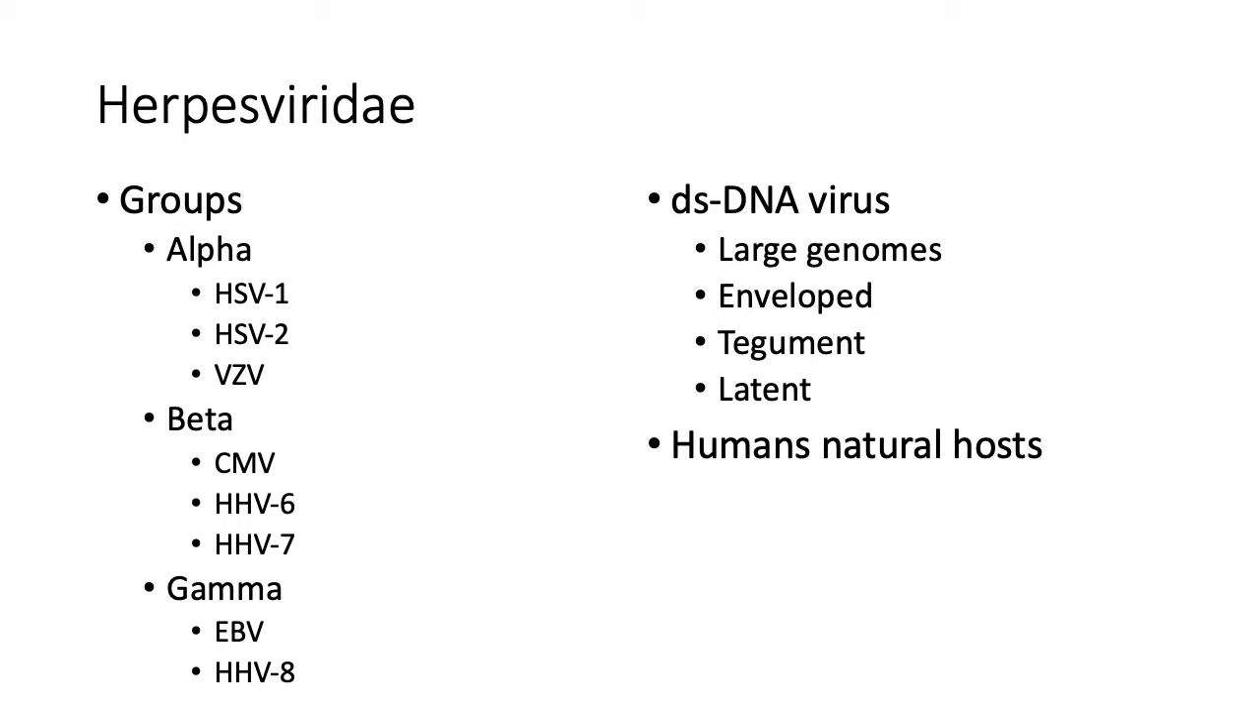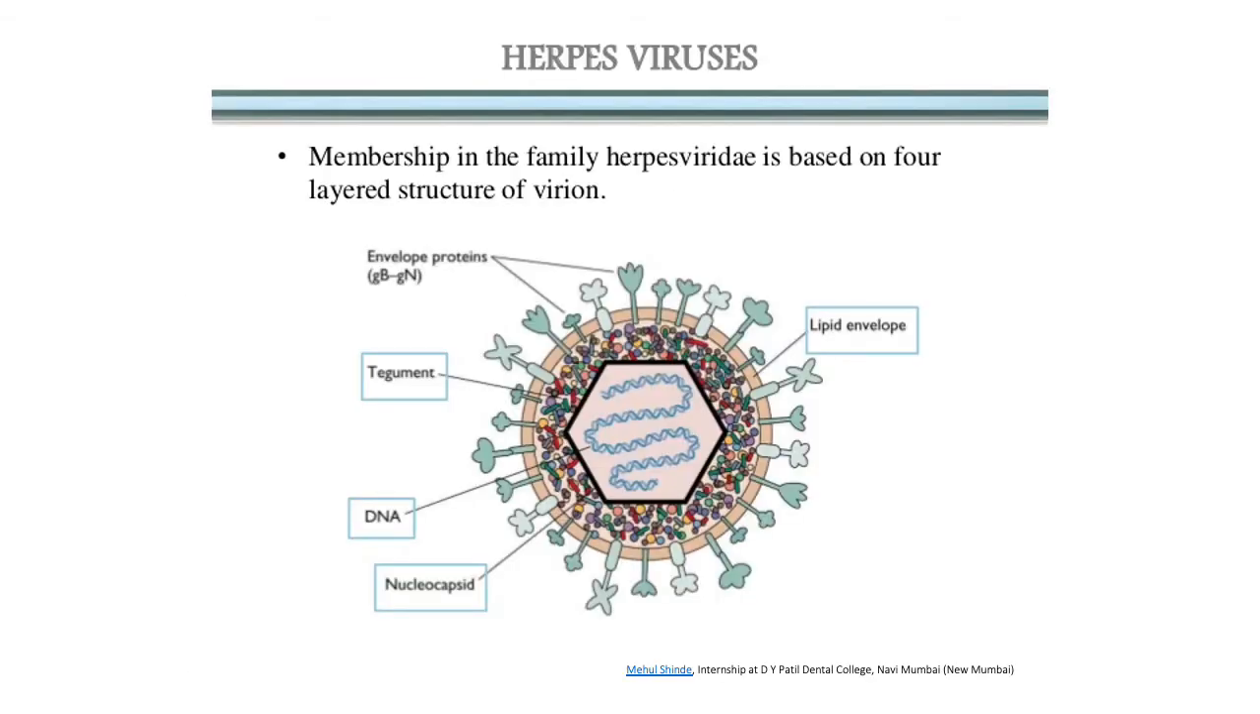The most common human pathogens in this group include HSV1, HSV2, VZV, EBV, and CMV. Humans are the natural hosts for these viruses. Pictured here is an illustration of the herpes virus that depicts the 4 primary structural components: the lipid envelope, the tegument, the capsid or nucleocapsid, and the genome consisting of double-stranded DNA.